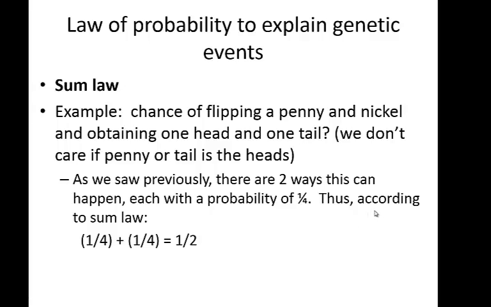Using our previous example of flipping a penny and a nickel, what would the chance be of obtaining one head and one tail? In this case, we don't care if it was the penny or the nickel that was the heads. As we saw previously, there were 2 ways this could happen. You could have the penny as the tail and the nickel as the heads, or vice versa. Each one of these carried a probability of 1 in 4. So according to the sum law, all you'd have to do is add these 2 together. So 1 in 4 plus 1 in 4 equals 1/2, or 50% chance.